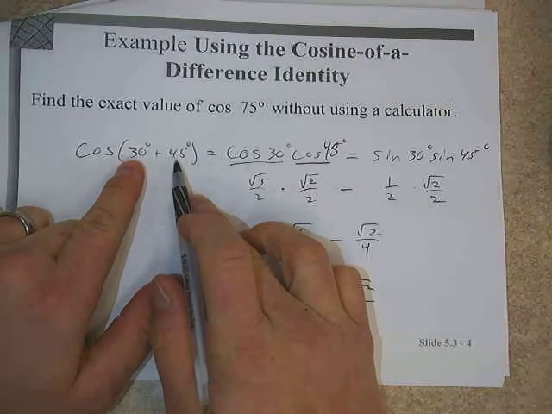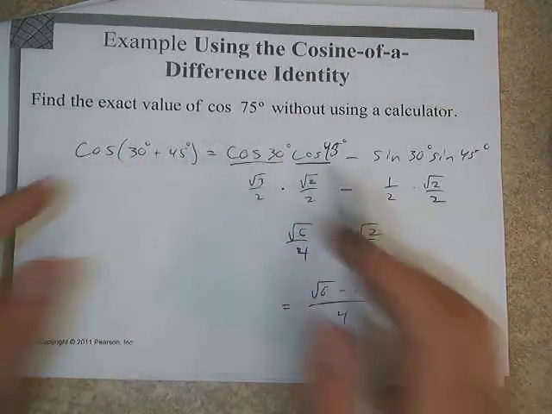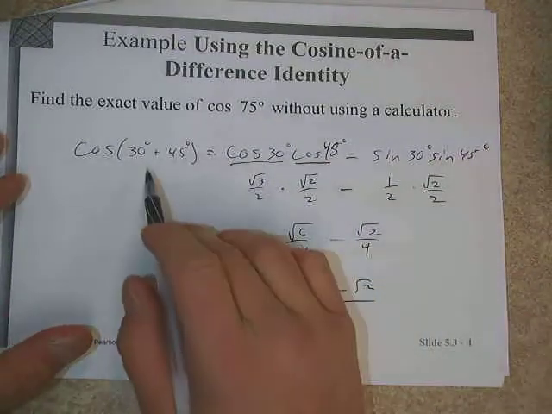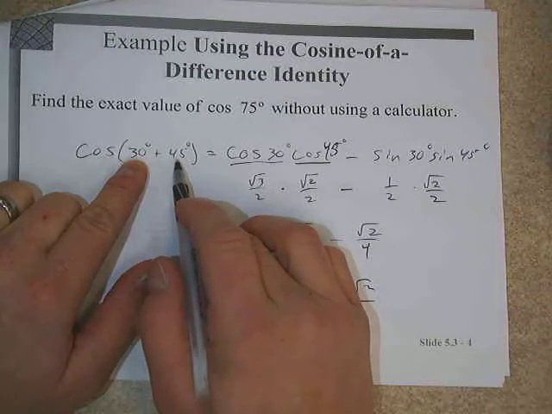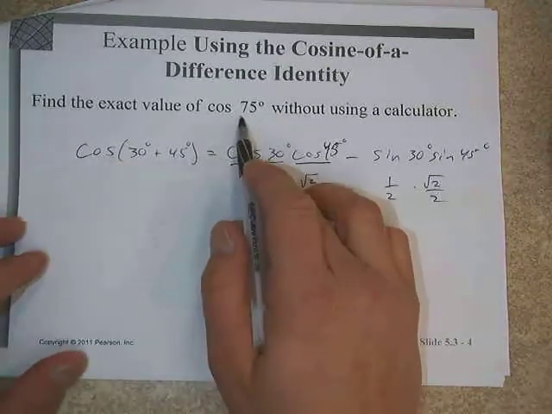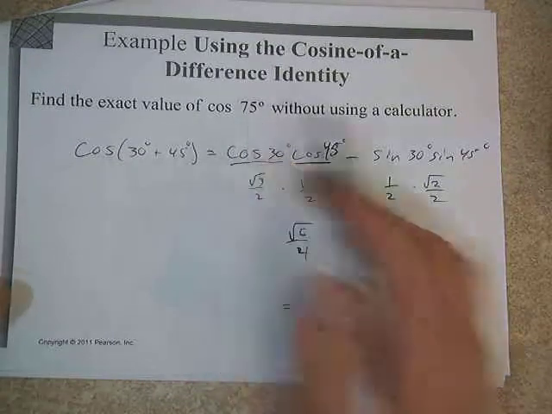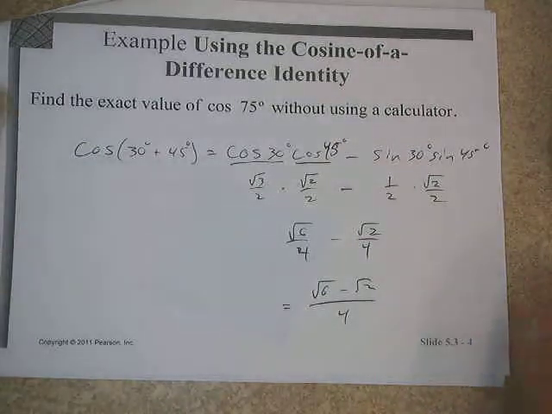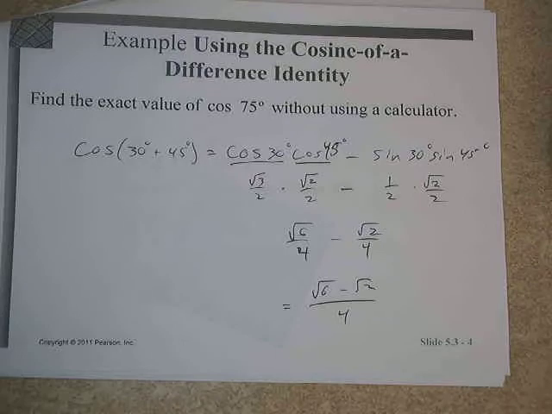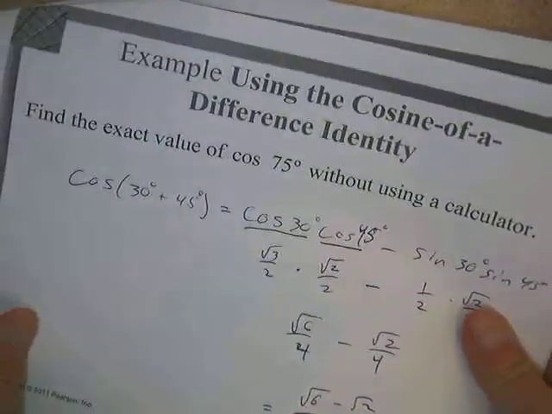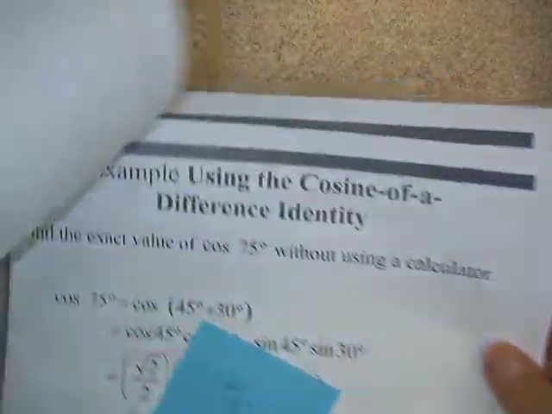Now, are these the only two angles that would work? No. We could find two angles that could subtract possibly to give us 75, and then we could use the subtraction formula. The biggest difference here though is that we need to make sure we're going to use angles that we know the exact values for. So would it do us any good to write this as 40 and 35? No, because we don't know what 40 and 35's exact values are. So the only useful angles for us at this point are 30, 60, 90, 45, and so on. All the ones that we know exact values for.